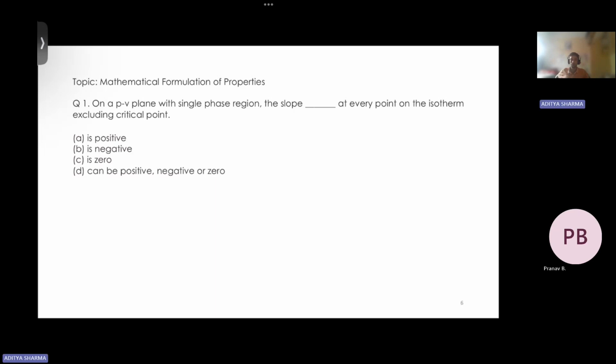This is from the first topic of your lecture 10, mathematical formulation of properties. It's negative since it's an isotherm. Okay, so Pranav says negative.